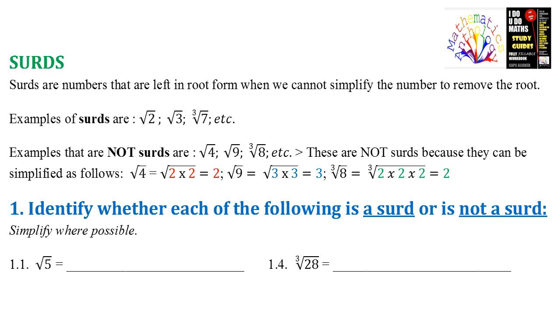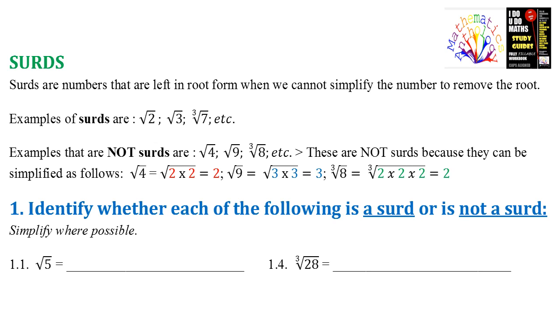Let's look at surds. Surds are numbers that are left in root form when we cannot simplify the number to remove the root. Examples of surds are square root of 2, square root of 3, cube root of 7, etc. Examples that are not surds are the root of 4, the root of 9, the cube root of 8, etc.